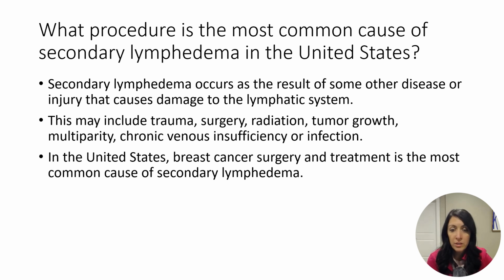Now, what procedure is the most common cause of secondary lymphedema in the United States? Secondary lymphedema occurs as a result of some other disease or injury, as already mentioned, that causes damage to the lymphatic system. This may be because of trauma, surgery, radiation, tumor growth, chronic venous insufficiency, or infection. So in the United States, breast cancer surgery and treatment is the most common cause of secondary lymphedema.